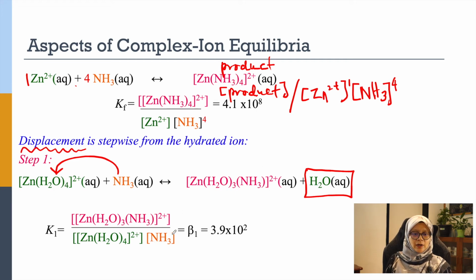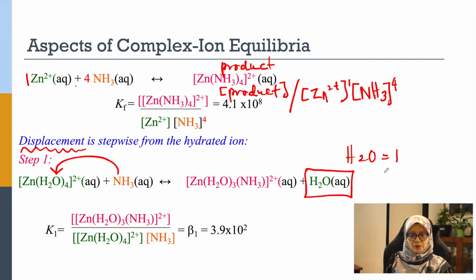And the K1 is the concentration of the product divided by the concentration of the reactant. In this case, as you know, H2O is equal to 1, so you do not need to write down the H2O. It is a constant, 1, so if you multiply anything by 1, you will still get the same number. For the overall, K1 is actually equal to beta 1, with the value of 3.9 times 10 to the power of 2.